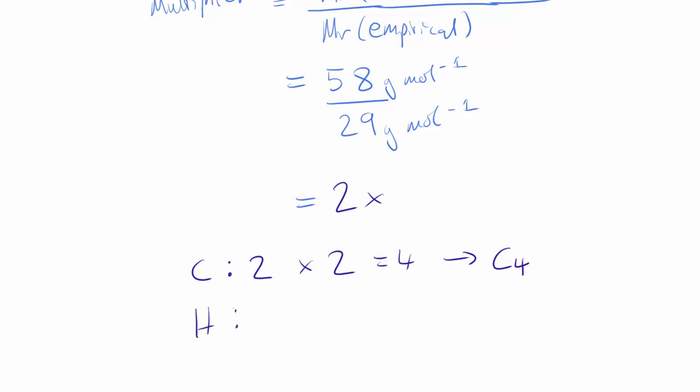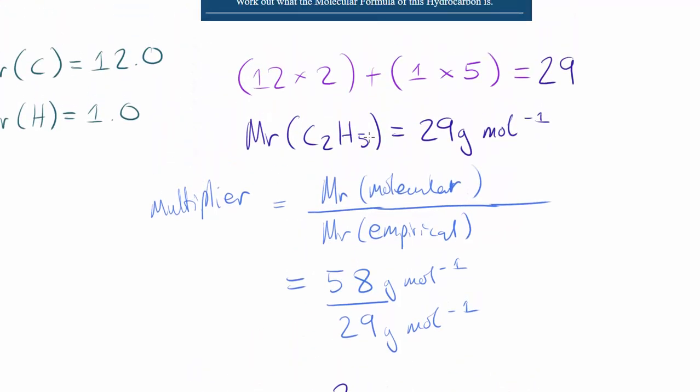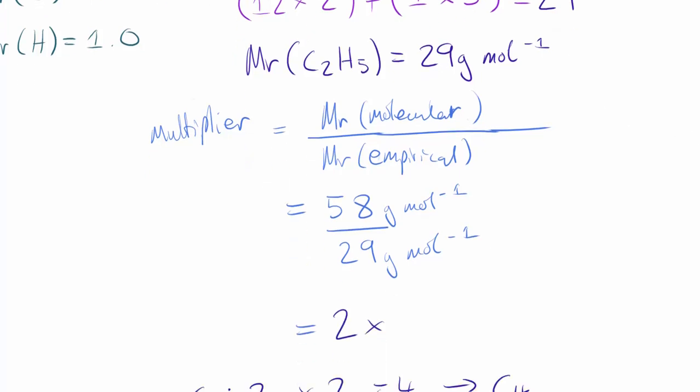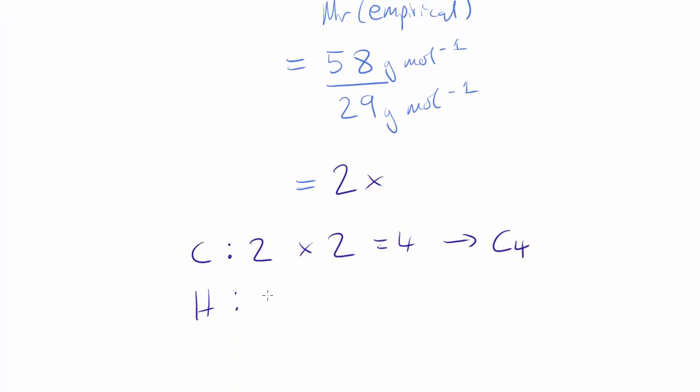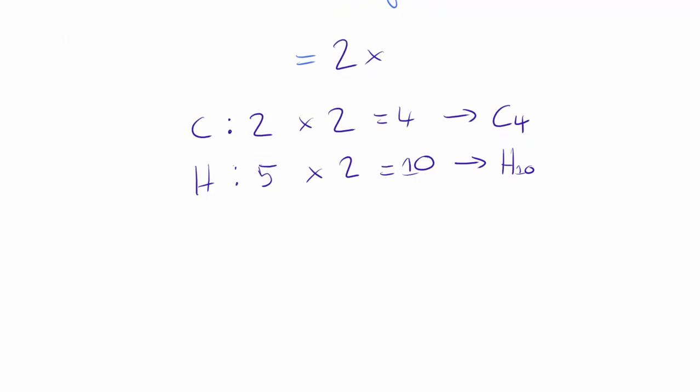Now we can do H. If we apply the same to H, let's quickly check the coefficient for H in the empirical formula. We can see it was a 5. So we're going to have 5 multiplied by 2, which gives us 10. Therefore the hydrogen is going to be H10. If we put those two together, what do we get? We get C4H10.